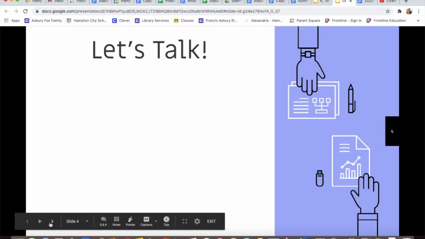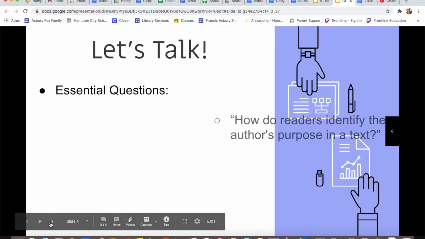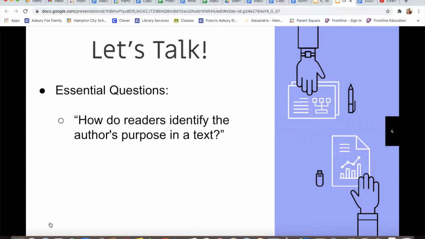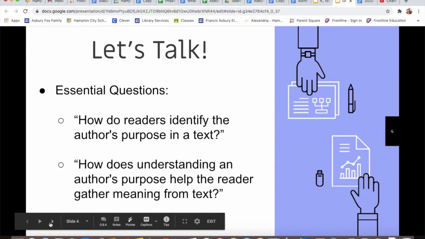Okay, so let's talk about it. So the essential questions. How do readers identify the author's purpose in a text, and how does understanding an author's purpose help the reader gather meaning from the text?